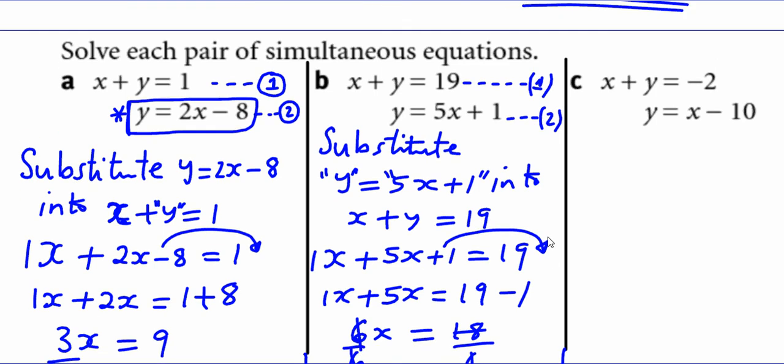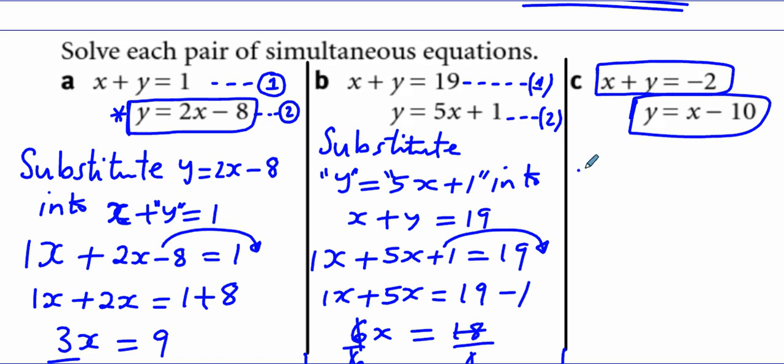Okay, we have the last question on this page. We have x plus y equals negative 2, y equals x minus 10. I believe that you already understand the method, so we are going to substitute this equation here into this equation here. So without wasting time, it will be x plus y. Now in place of y, you keep x minus 10. Okay, that equals negative 2.